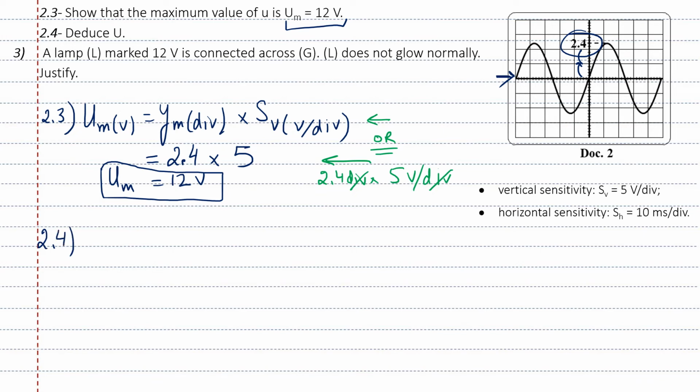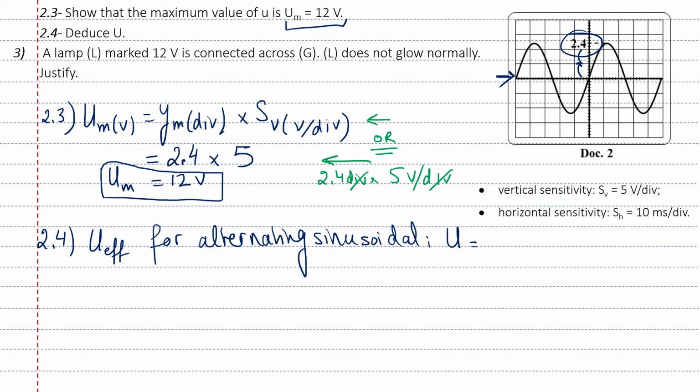Deduce U. They didn't specify what U is, but we already said that U is effective voltage. And we know that U effective for alternating sinusoidal is given by which equation? Is given by: U effective equals U max over radical 2. Here I always emphasize that you should write that this is specifically for alternating sinusoidal. Then capital U equals 12 over radical 2, which equals approximately 8.5.